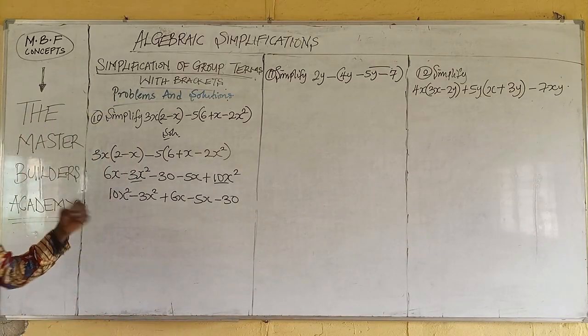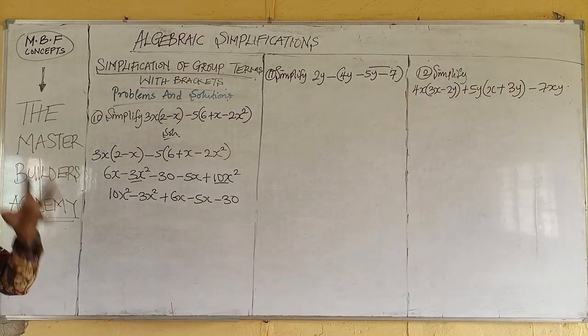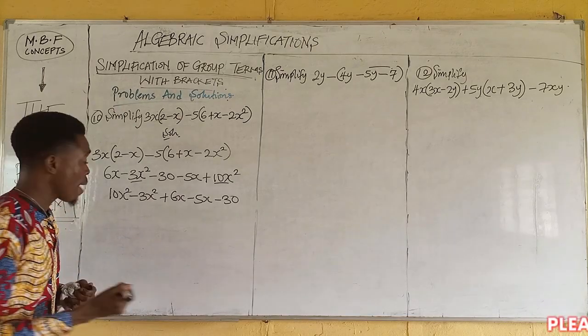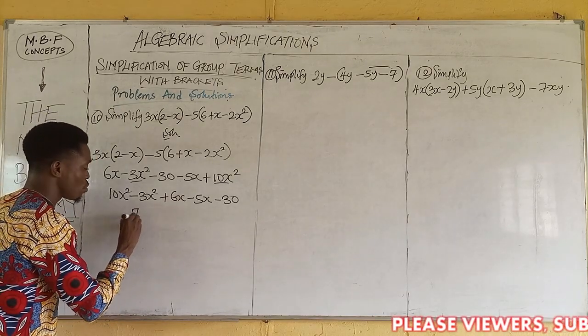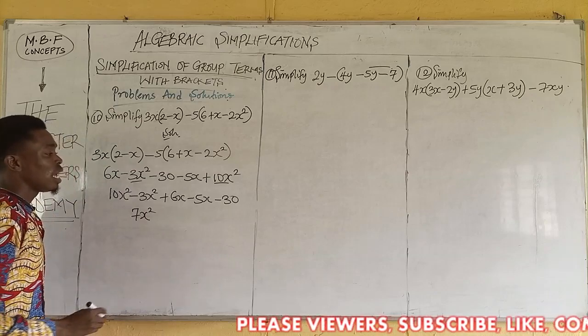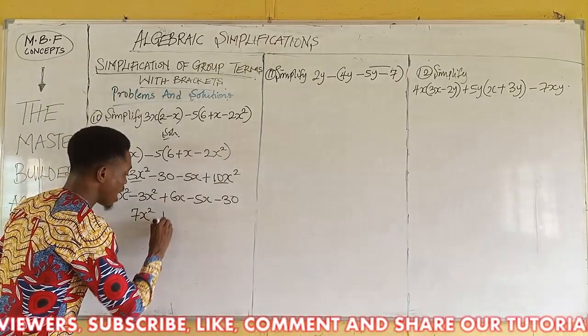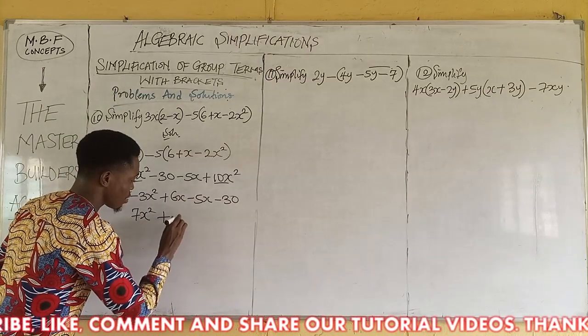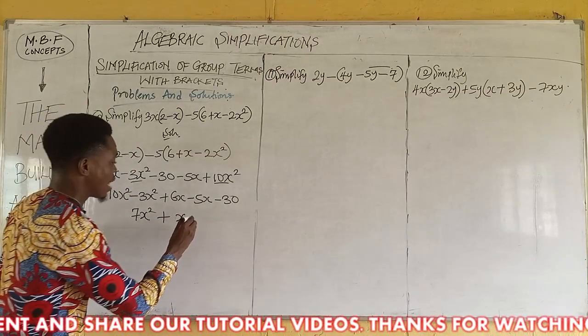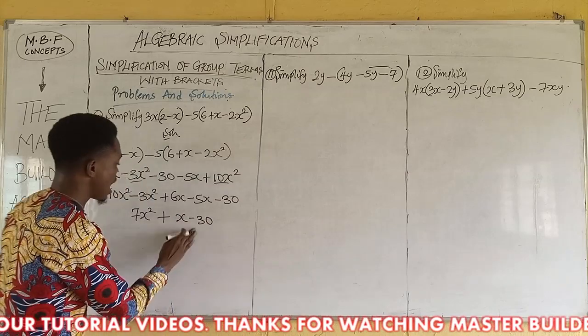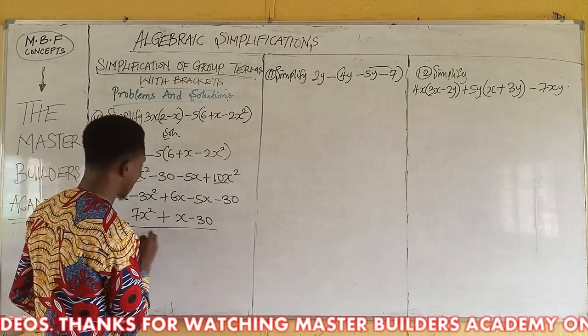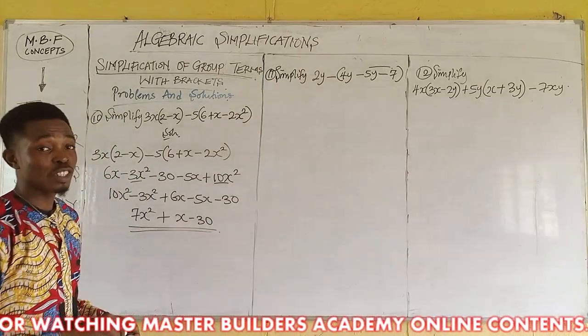So guys, when we remove 3x squared from 10x squared, all we have is 7x squared. Now when we remove 5x from 6x, we'll have 1x. So put down x. Now minus 30. Guys, this is all about this question. There is no further simplification to this.